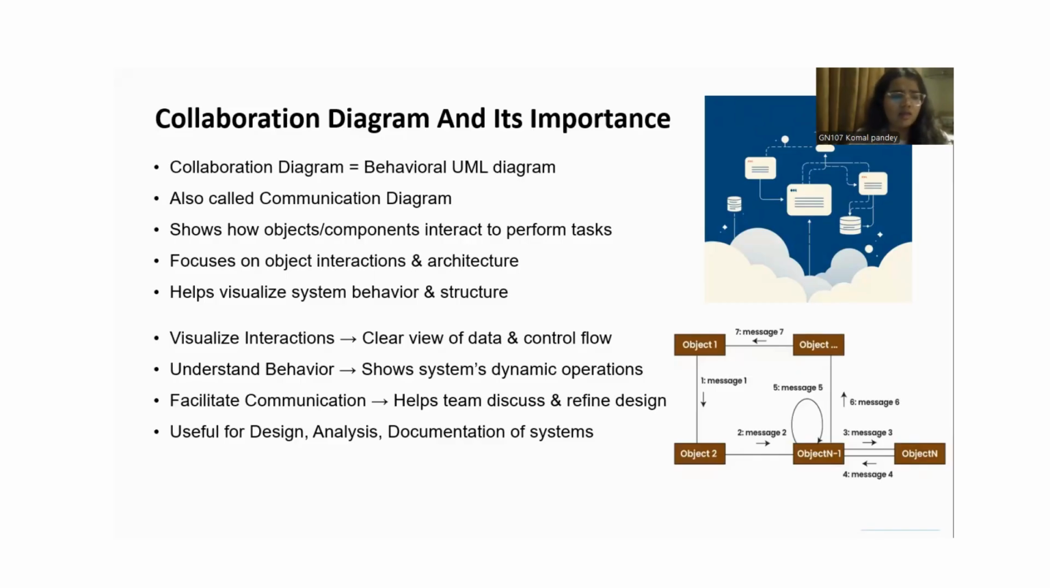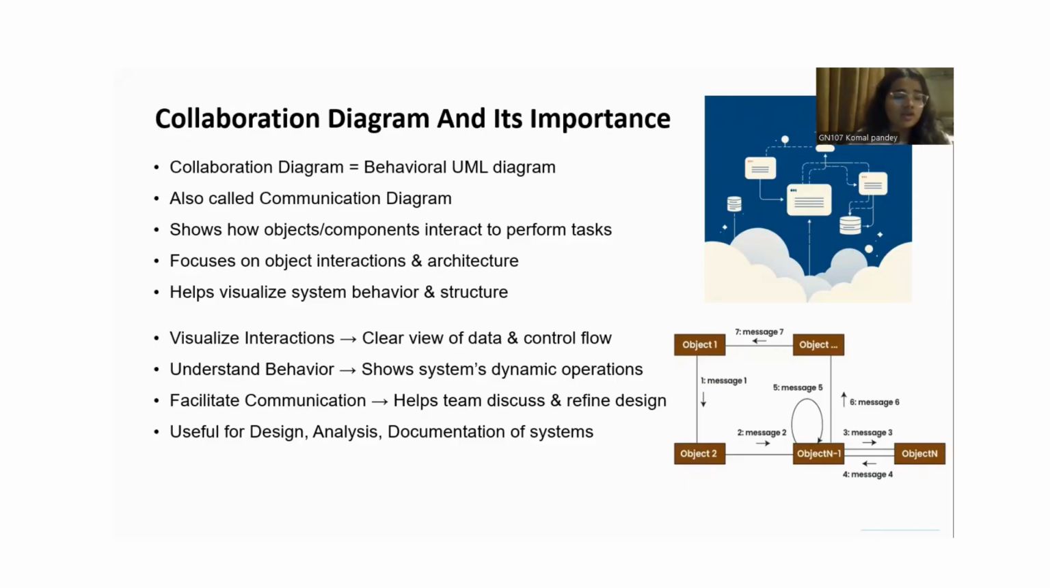Why are these diagrams important? There are three main reasons. Firstly, they help us visualize interactions. You can see the flow of data and control between objects, making the system much easier to understand. Secondly, they help us understand system behavior by showing how objects interact dynamically during operation. We can identify potential problems, optimize performance, and ensure the system runs smoothly.